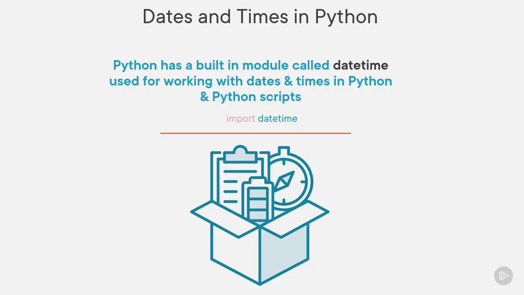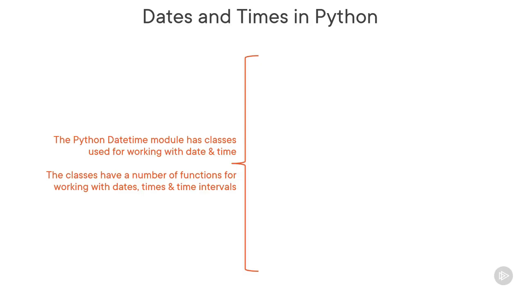The first one we're going to look at is working with dates and times in Python. There's a module called datetime in Python, and this is one of the batteries-included modules, meaning it's included with Python when you install it. In order to use this in your Python scripts or even in the Python interpreter, you just do import datetime.